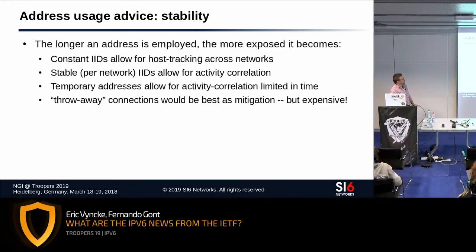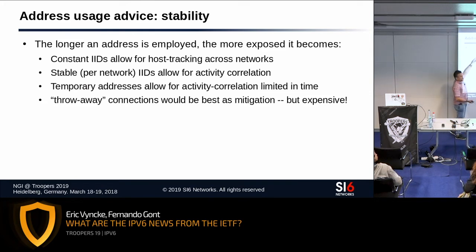Then there's the issue of stability. I mean, it's obvious that the longer you use an address, the more it is exposed for different reasons. For example, if you use constant interface identifiers, like the traditional SLAAC addresses, the nodes can be tracked across networks, because obviously you have 64 bits that are globally unique. So that means that by looking at the interface ID, you can essentially identify what's the node that you are communicating with. So those are, if you want, the traditional SLAAC addresses.